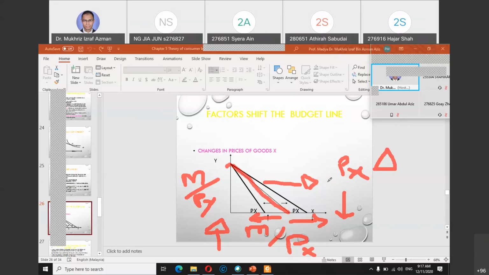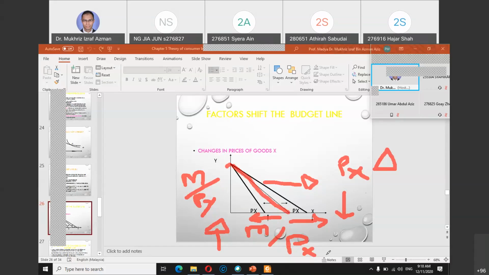Income remains the same, because if income changes, then it will affect both Y and X. But if only the price of one good changes, in this case the price of Y remains the same but the price of X changes, the shift to the right happens when the Px goes down, and the shift to the left happens when the Px goes up. This is simple mathematics; I don't need to teach you how you get this. As long as you know that this is calculated by M over Px, income divided by the price of X, if Px becomes higher, then this ratio becomes smaller. So you move to the left.